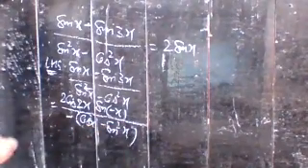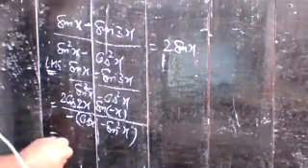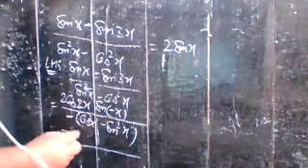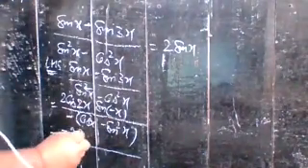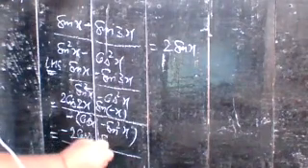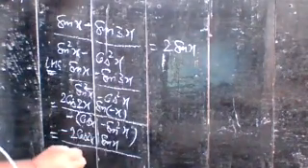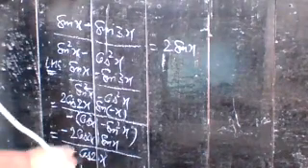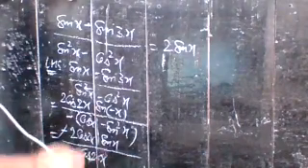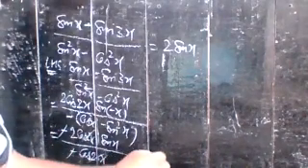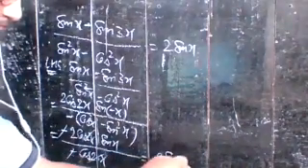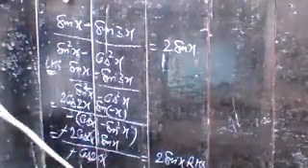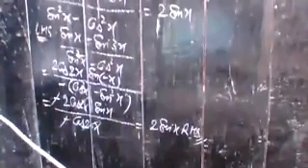Applying the identity, you know sin of minus x is equal to minus sin x, so that is 2 cos 2x sin x upon minus cos 2x. So minus and minus cancel out, cos 2x cancels out, and you will have 2 sin x, which is your right side.